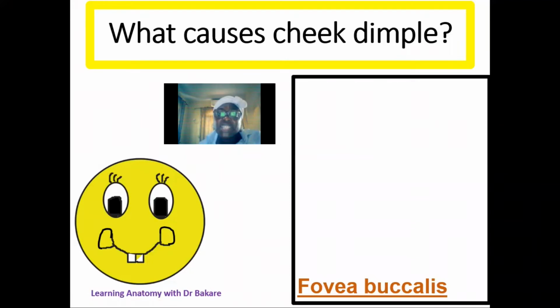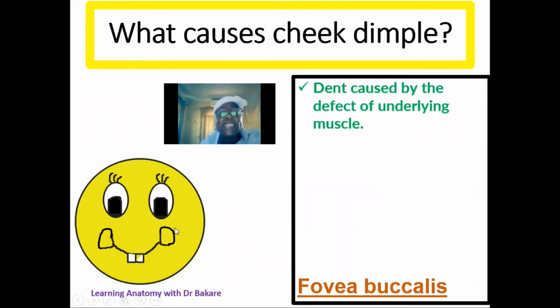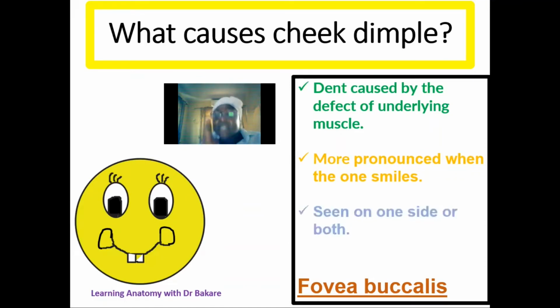Let's look at this question. What causes cheek dimple? Cheek dimple is a dent that is seen on the cheek, and this is caused by a defect of the underlying muscle. Let's go through this video to see how these come into existence. Cheek dimple is more pronounced when an individual smiles, and it is seen either on one side of the cheek or both sides, but it is usually seen on both sides. It is technically referred to as the fovea buccalis.